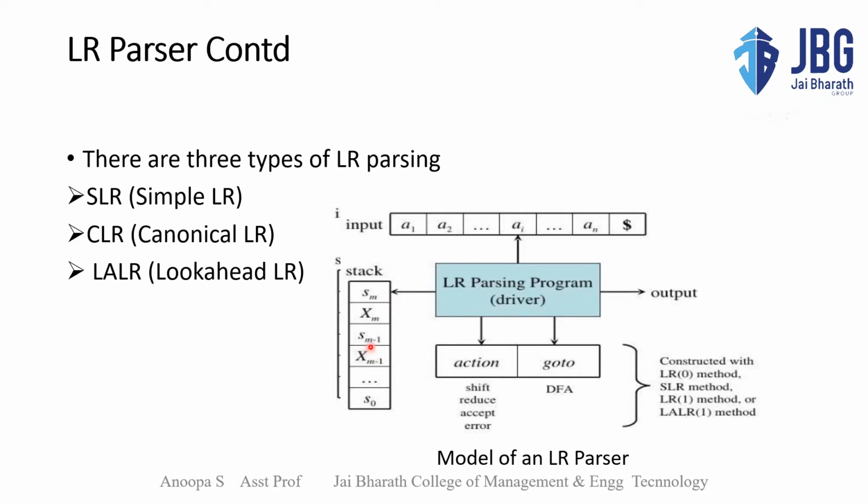So hope you are clear with the structure. Then the parser table consists of two parts, the action part as well as the goto part. Now we will see in detail how to construct this action and goto in the table. Just remember that these are the parts and the only difference comes in the table.